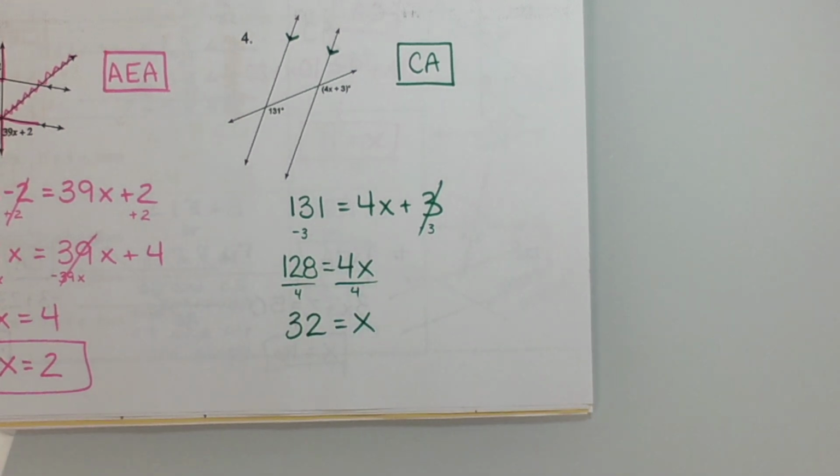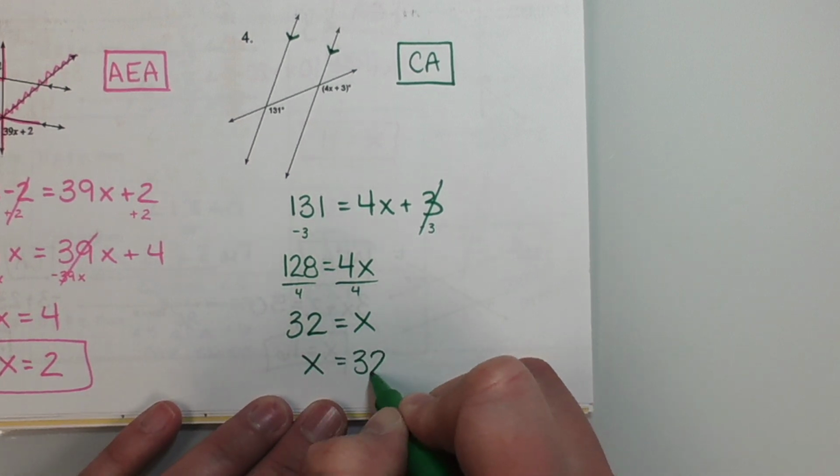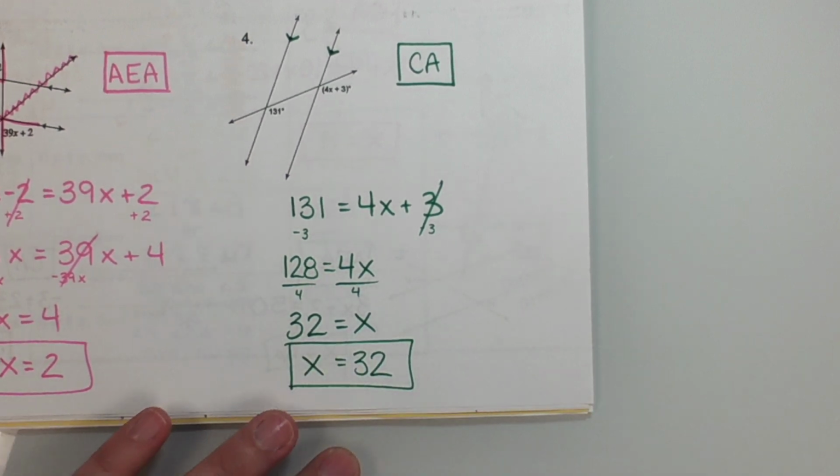I don't generally like it that way. I want to flip it around. Nate, what property allows me to flip it around? Symmetry. The symmetric property of equality.